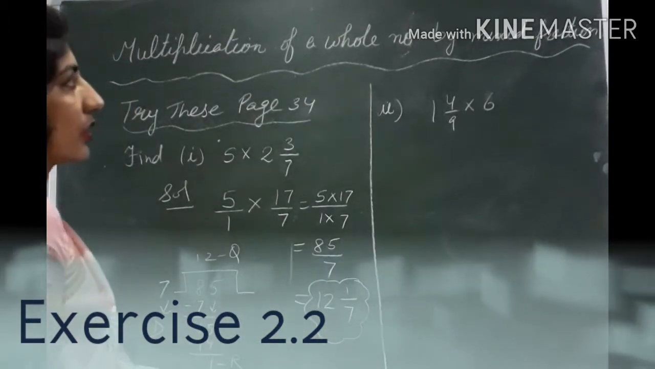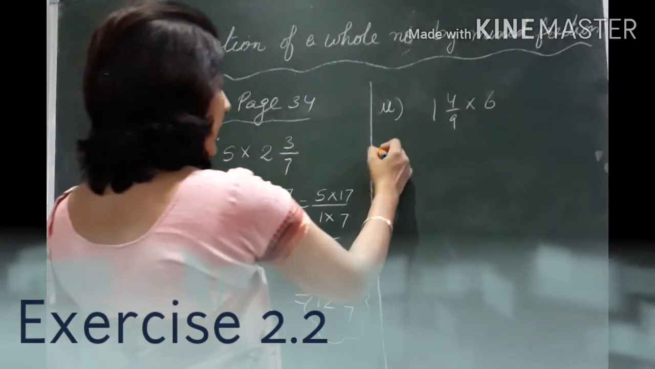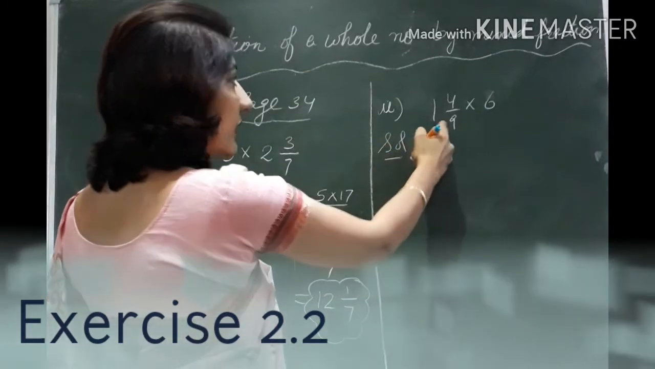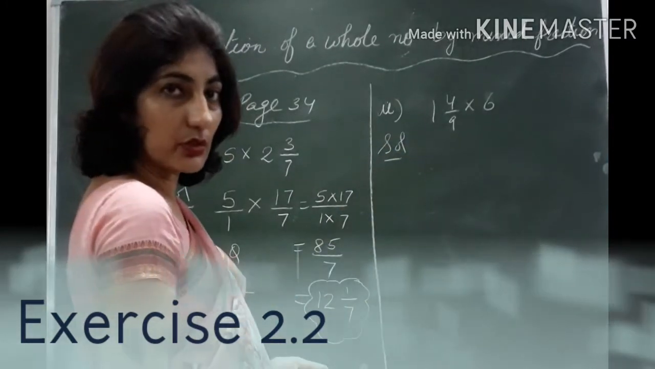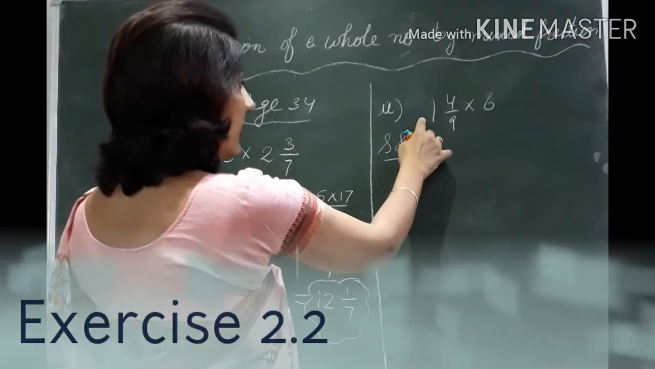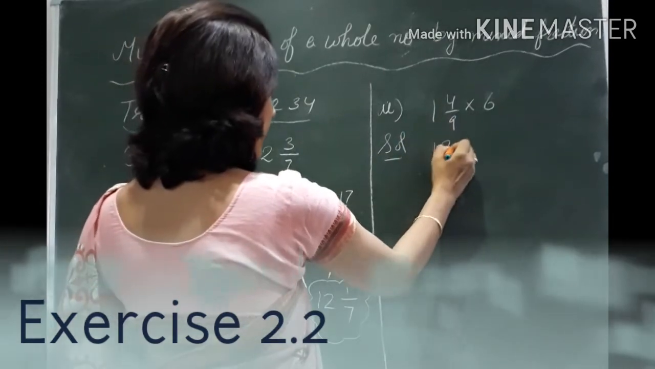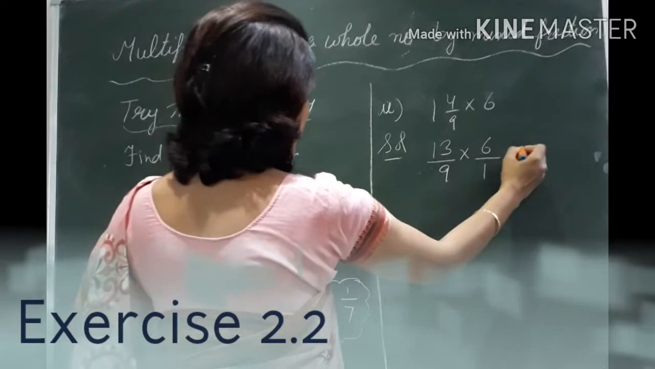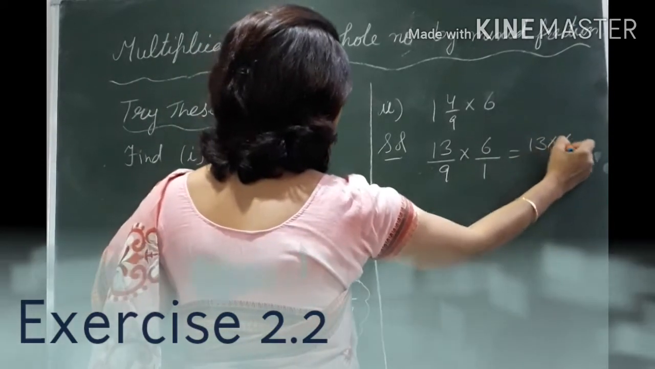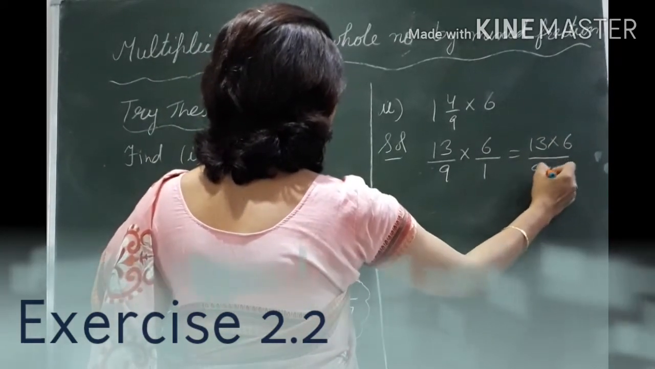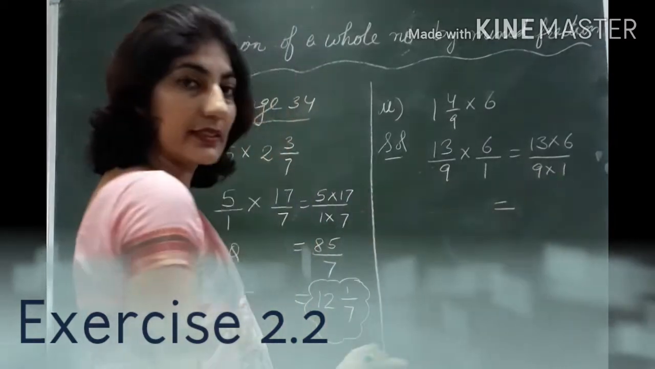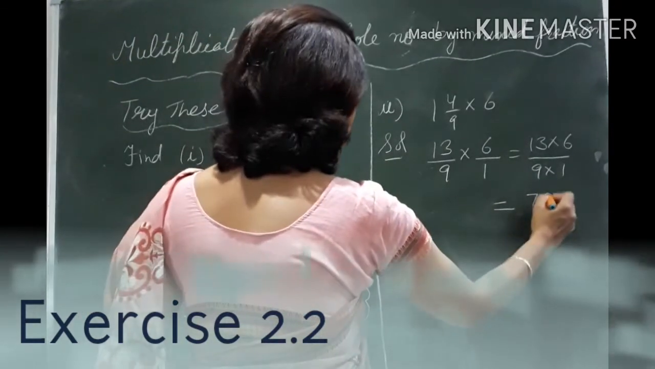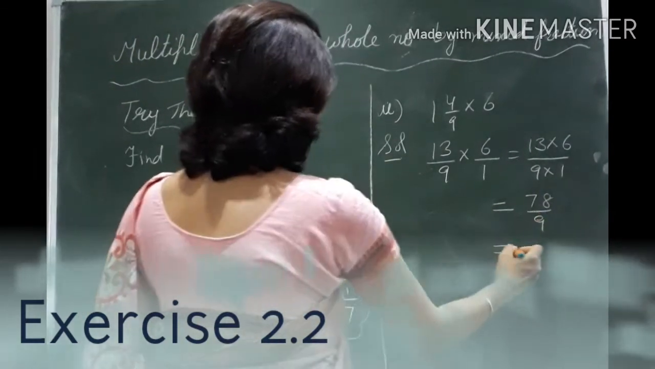Second part is 1 4 by 9 multiplied by 6. Again 1 4 by 9, change it to improper. 9 ones are 9, 9 plus 4, 13. 13 by 9 multiplied by 6 by 1. Numerator multiplied by numerator, denominator multiplied by denominator. 13 6s are 78. 78 upon 9.